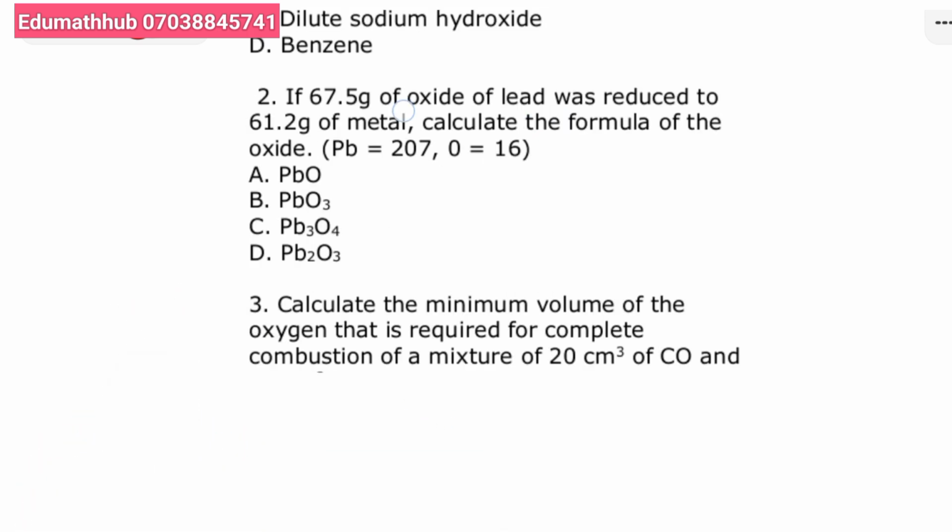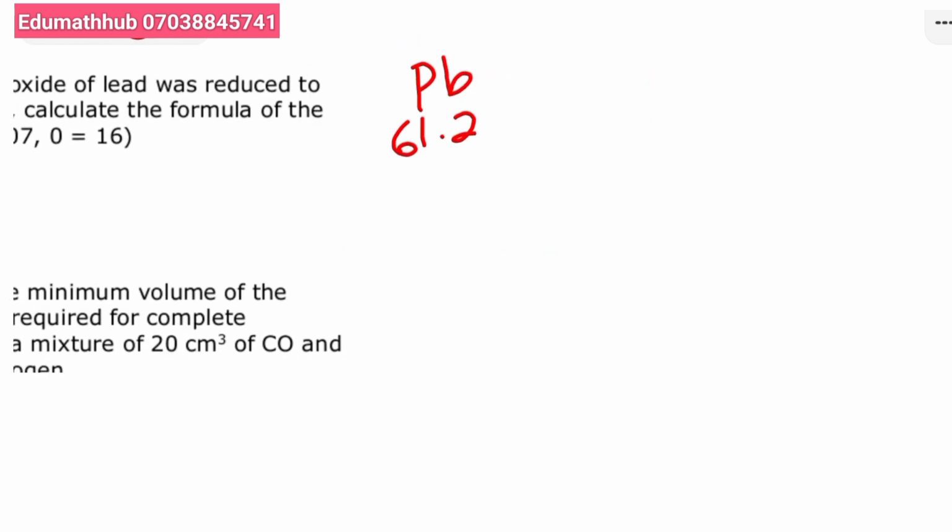Okay. 67.5 gram of oxide of lead was reduced to 61.2 gram of metal. I had to calculate the formula of the oxide. So they gave you the mass of the metal, which is Pb. So Pb is 61.2 grams. Then the mass of oxygen there will be 67.5 minus 61.2. That will give you 6.3. So that means oxygen is 6.3.